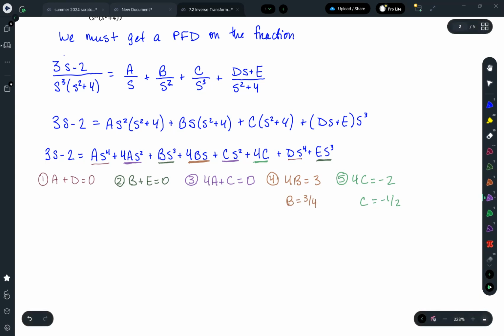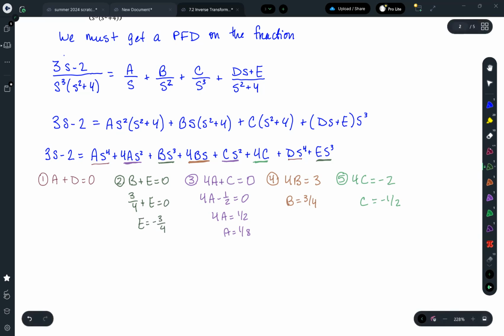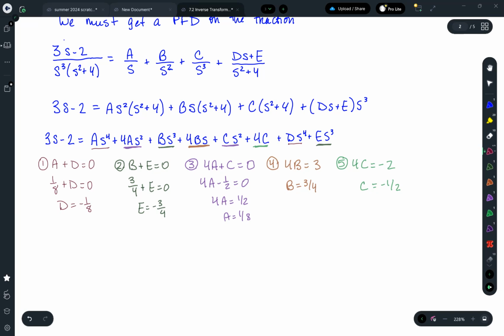In the third equation, I replace the c with a negative 1/2, and 4a minus a half is 0, which means 4a is 1/2 and a is 1/8. In the second equation, I replace the b with 3/4, plus e is 0, so e is a negative 3/4. In the first equation, I replace the a with 1/8, so 1/8 plus d is 0, which means d is negative 1/8. And so what I have here now is a new way to write out my Laplace inverse.